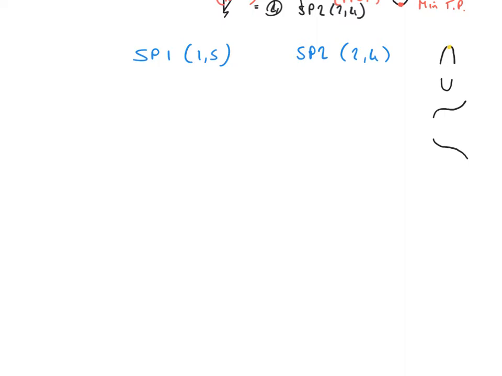So if it's a maximum turning point, we would expect the gradient to be positive before it and negative after it. If it's a min, we'd expect the gradient to be negative before and positive after. If it's a rising point of inflection, we'd expect the gradient to be positive and then positive again. If it was a falling point of inflection, we'd expect it to be negative and then negative again. Okay, so let's see how we're going to do that.